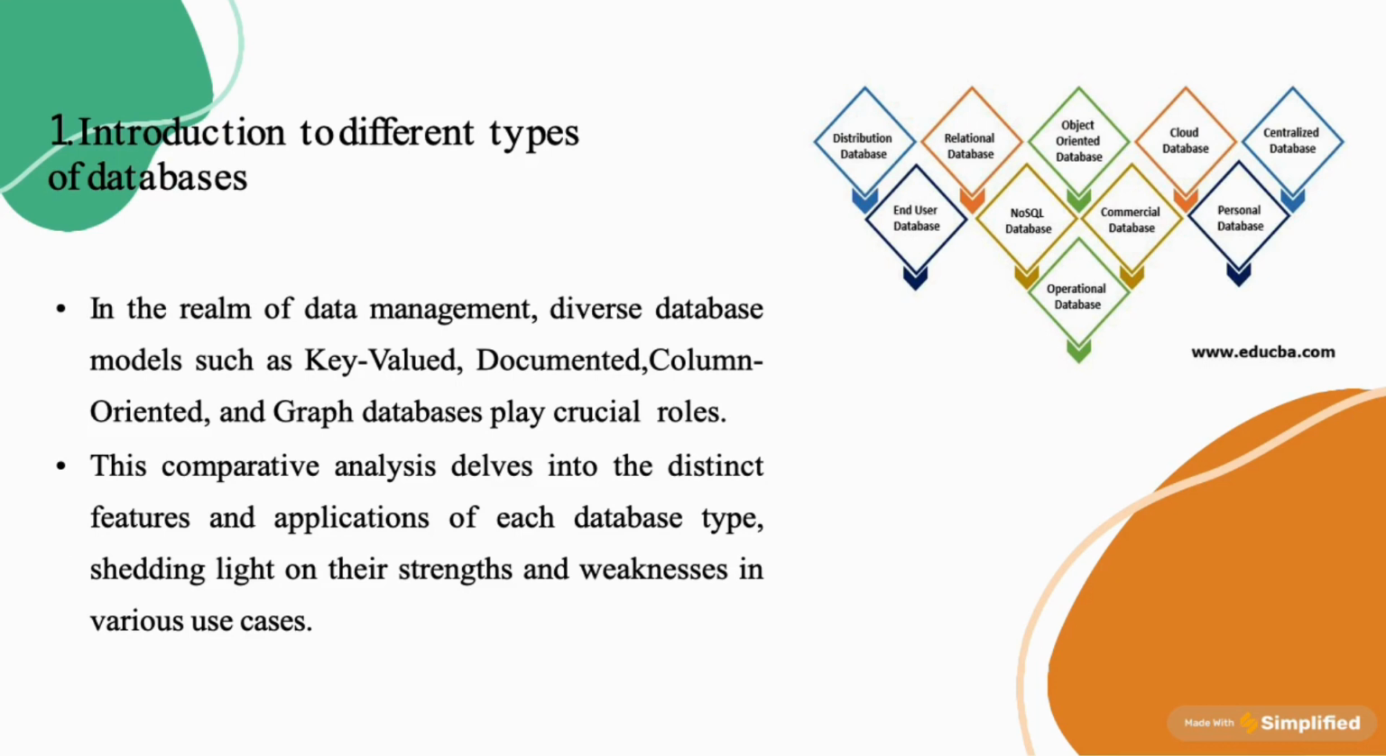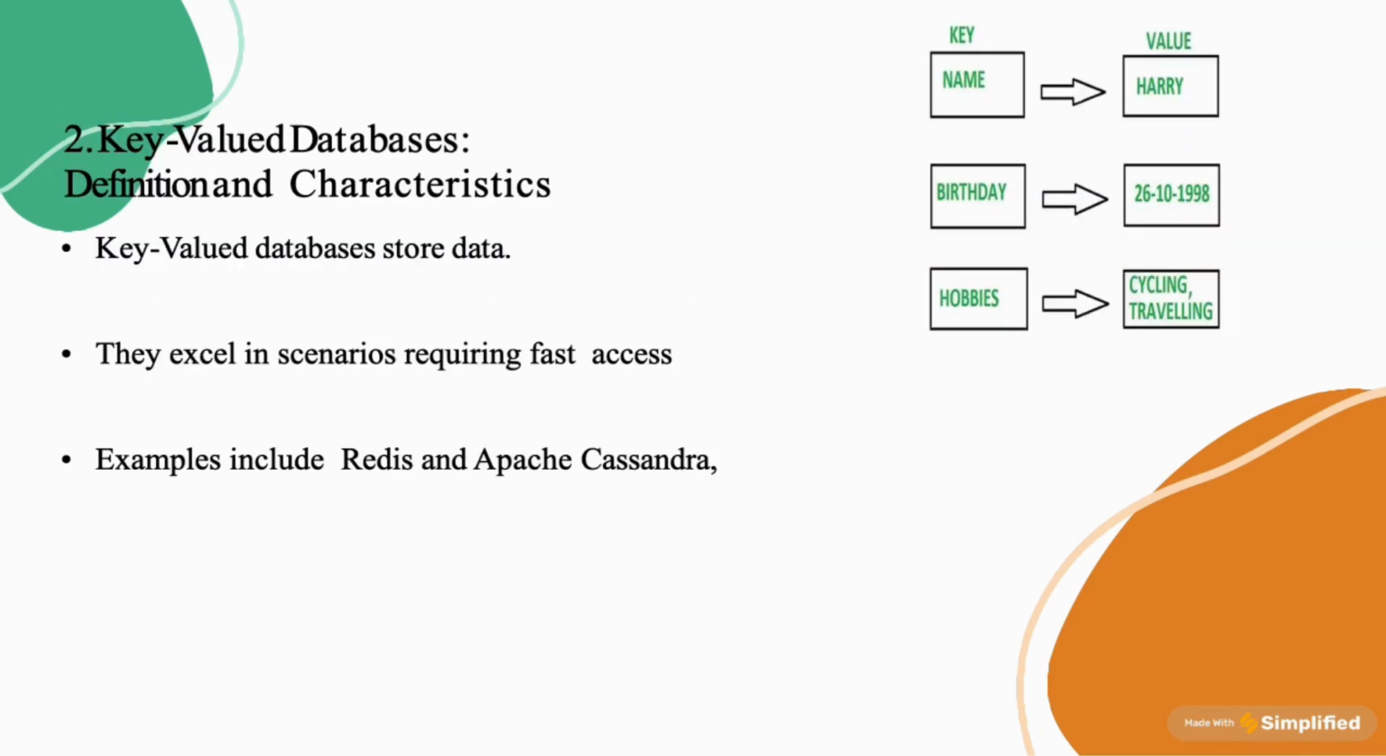On moving to the introduction part of our assignment, here we are introducing the different types of databases. In the realm of data management, diverse database models such as key-value, document, object-oriented, and graph databases play crucial roles, as we can see in the figure. The second point is that this comparative analysis delves into the distinct features and applications of each database type, shedding light on their strengths and weaknesses in various use cases.